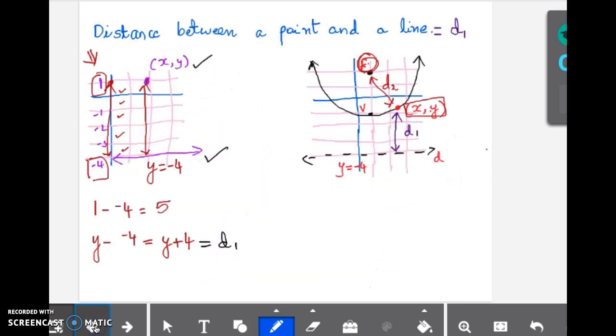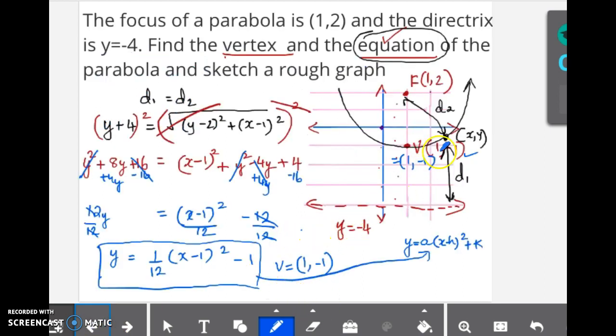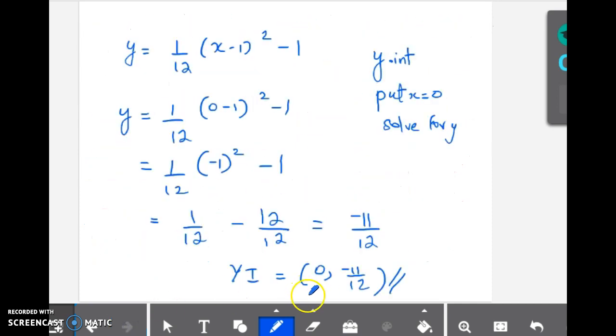So going back, you had the equation of the parabola, you have the vertex, and also in the last screen you have the y-intercept.